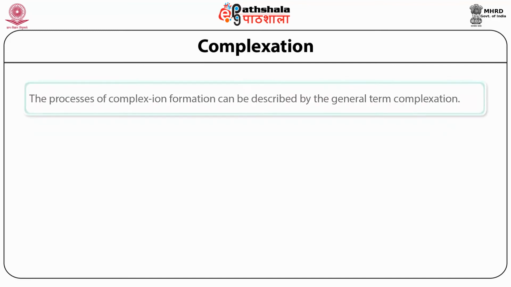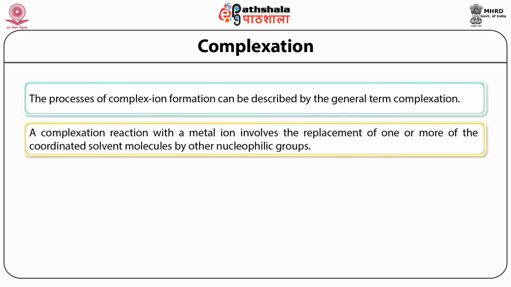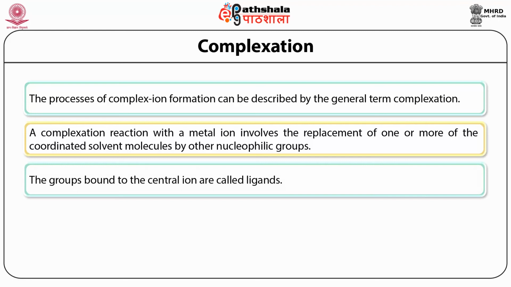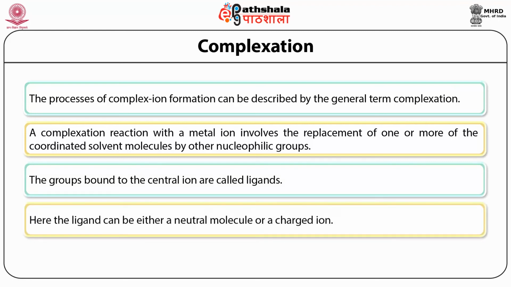Complexation. The process of complex ion formation can be described by the general term complexation. A complexation reaction with a metal ion involves the replacement of one or more of the coordinated solvent molecules by other nucleophilic groups. The groups bound to the central ion are called ligands. Here, the ligand can be either a neutral molecule or a charged ion, and successive replacement of water molecules by other ligand groups can occur.